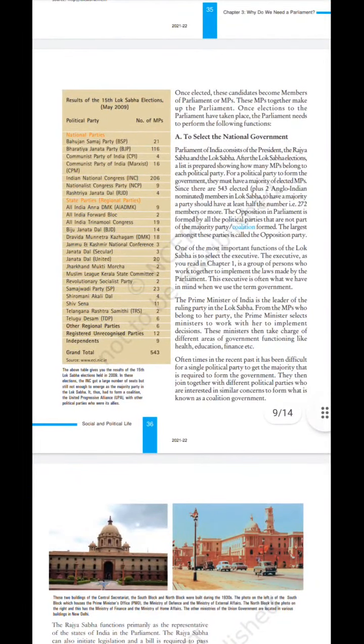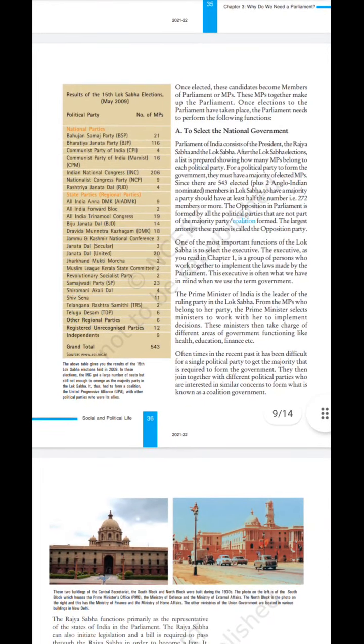Results of the 15th Lok Sabha elections, May 2009. Political party, number of MPs. National parties. Bahujan Samaj Party BSP 21. Bharatiya Janata Party BJP 116. Communist Party of India CPI 4. Communist Party of India Marxist CPM 16. Indian National Congress INC 206. Nationalist Congress Party NCP 9. Rashtriya Janata Dal RJD 4.